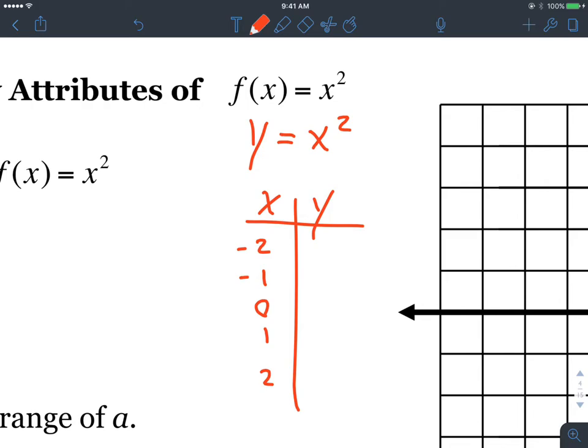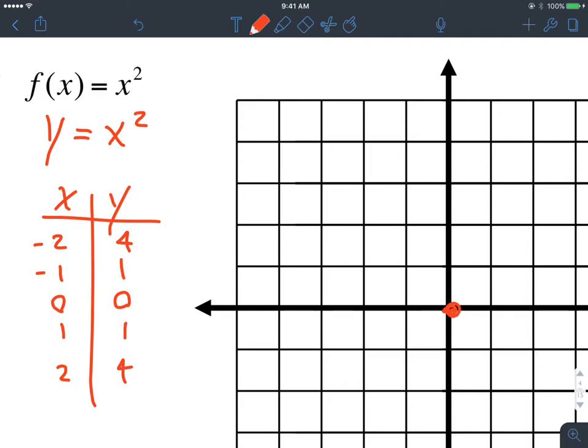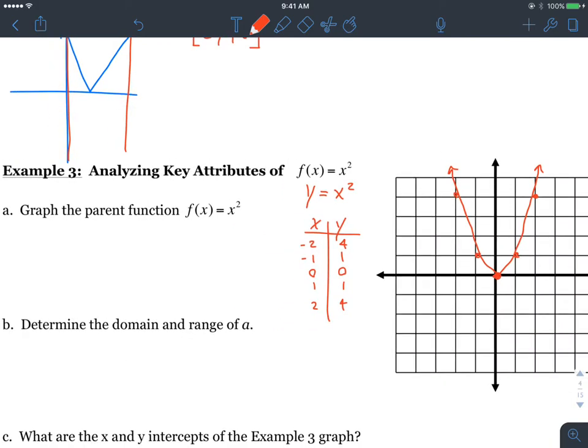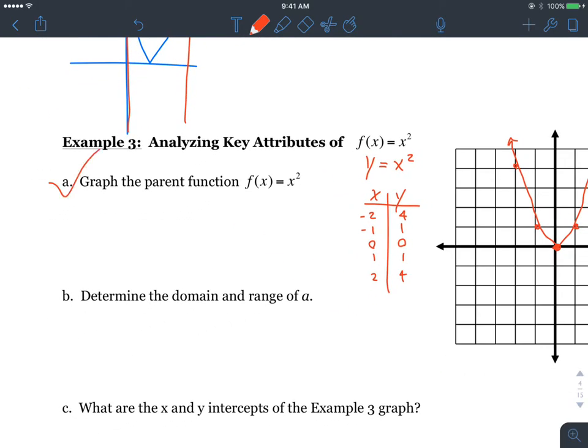So negative 2 squared is negative 2 times negative 2, that'd be positive 4. Negative 1 squared would be positive 1. 0 squared, that's easy, it's 0. 1 squared is back to positive 1. And then 2 squared is 4. And then we can go and graph that. It kind of goes up, so it's got a little bit of a curve. I know it kind of made it like a V, but it's supposed to be curved as best you can. All right, so we graphed the function, that was good.